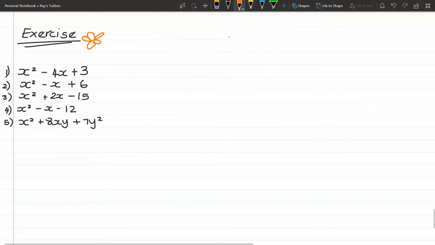So let us have a look at example. Please pause the video and attempt it by yourself first before going through the solution with us. So we're starting with the first one, x squared minus 4x plus 3.